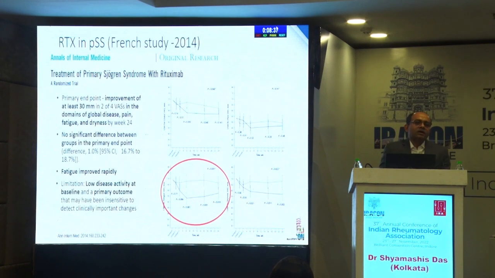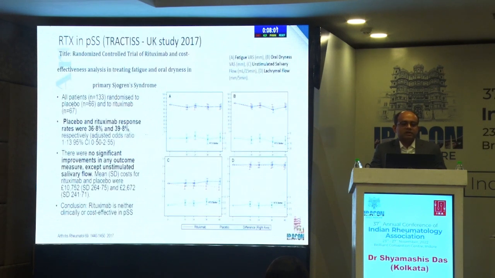However, when a later, bigger RCT was performed, like this French study in 2014, where the primary endpoint was improvement of at least 30 mm of VAS in the domains of global disease, pain, fatigue, and dryness, it showed no significant difference between groups in the primary endpoint. However, fatigue improved rapidly. The limitation of this study was low disease activity at baseline and a primary outcome that was actually insensitive to detect clinically important changes. So this study was also criticized.